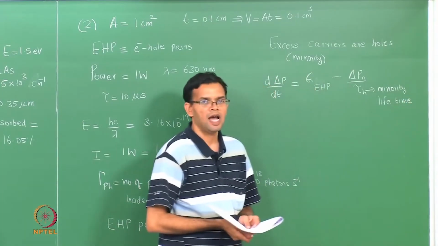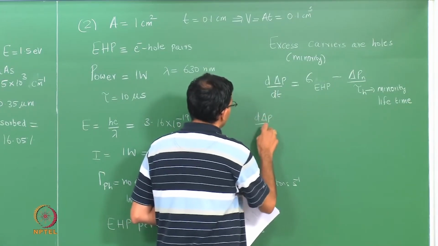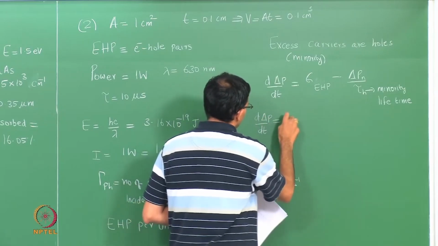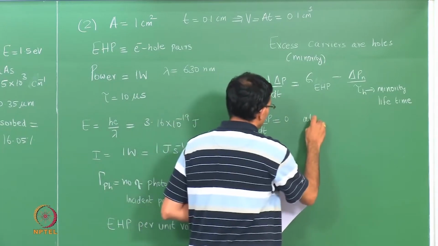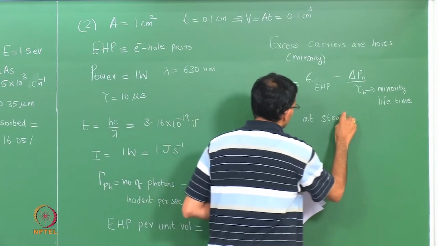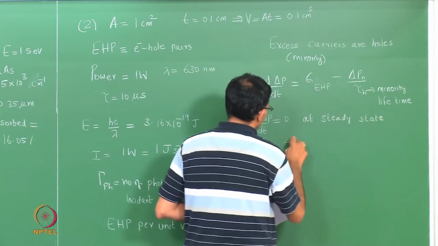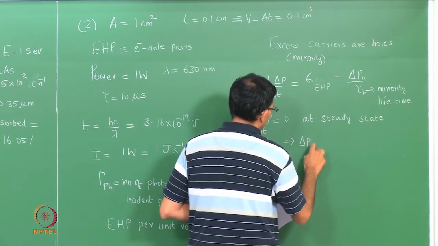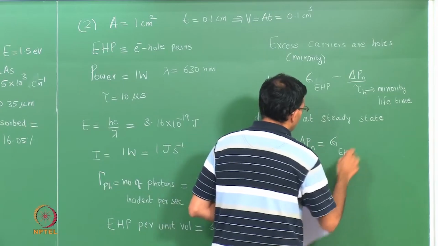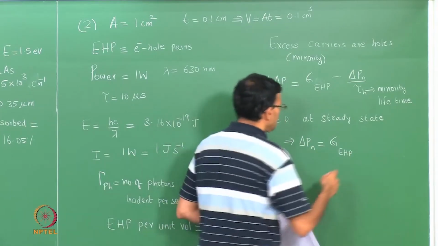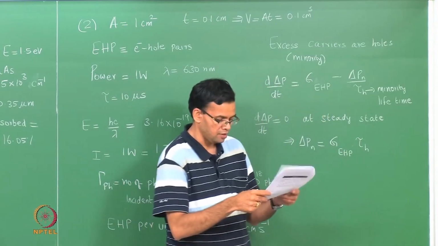When we basically have steady state, d delta p over dt is 0, which implies the steady state excess carrier concentration is nothing but the number of electron hole pairs that are generated times the lifetime of the minority carriers.